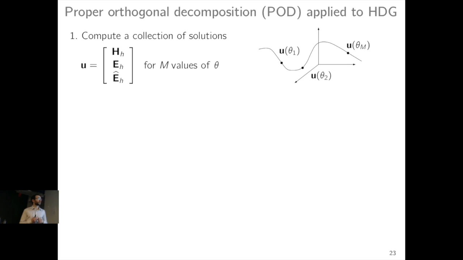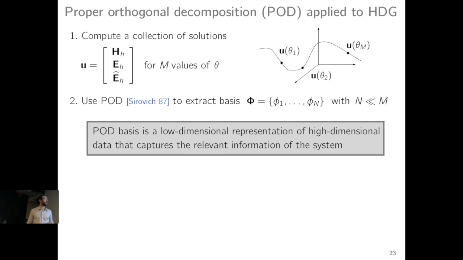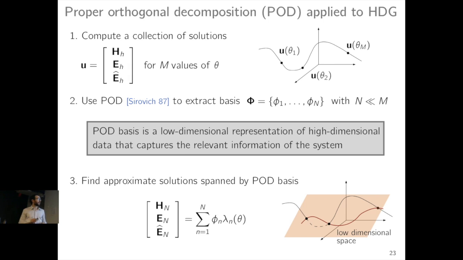To compute the reduced order model, we rely on proper orthogonal decomposition, where we compute a collection of solutions at m different parameter values. And then we use POD, which is essentially a principal component analysis in which you compute a low-dimensional basis that still is able to maintain the most relevant information of the system. And it, of course, has a much lower dimensionality than the initial high-dimensional system. So this is the POD basis, this phi. And then we're going to look for approximate solutions that can be expressed as a linear combination of these low-dimensional bases using some coefficients lambda.